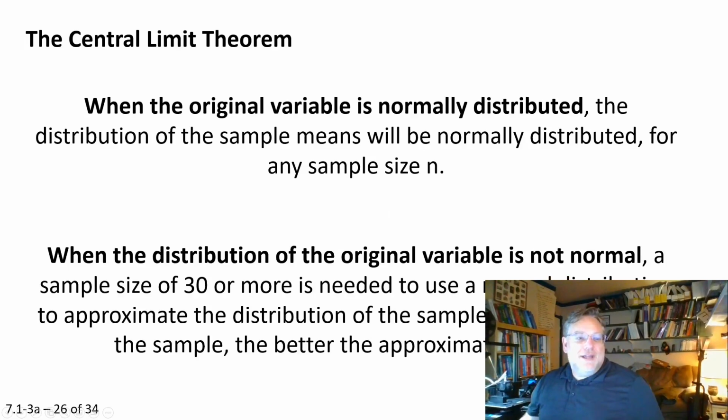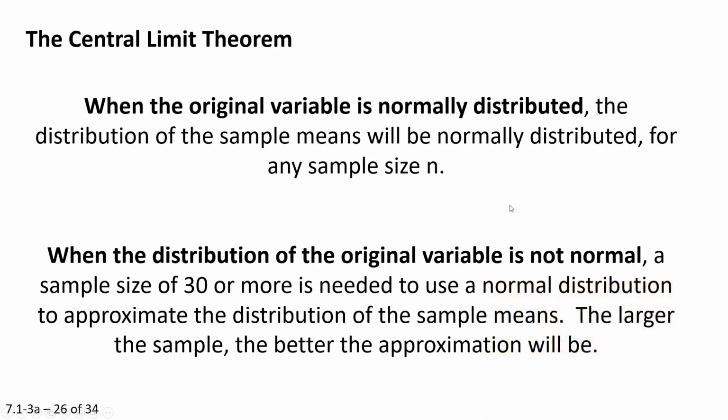Okay, so here are the two things here. When the original variable is normally distributed, the distribution of the sample means will also be normally distributed for any sample size n. When the distribution of the original variable is not normal, a sample size of 30 or more is needed to use a normal distribution to approximate the distribution of the sample means. The larger the sample, the better the approximation will be.